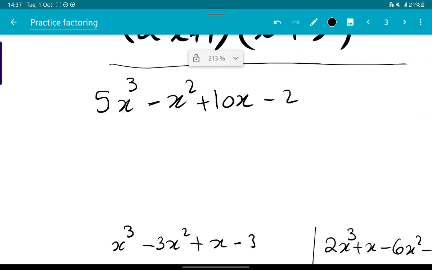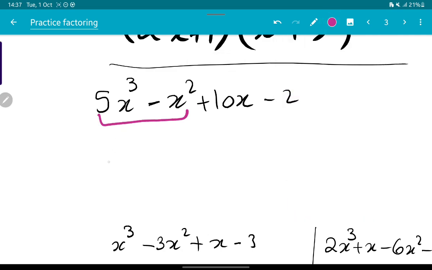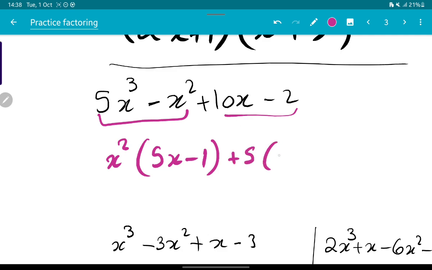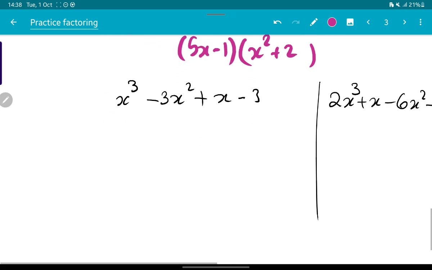Can you try this with me? In the first group we can divide them by x power 2, leaving 5x in the first term minus 1. Here we can divide this by positive 5. This will leave 2x, we can divide them by 2. This will leave 5x minus 1. Now you have the same bracket, 5x minus 1, put it once, then in another bracket put x squared plus 2. This one.